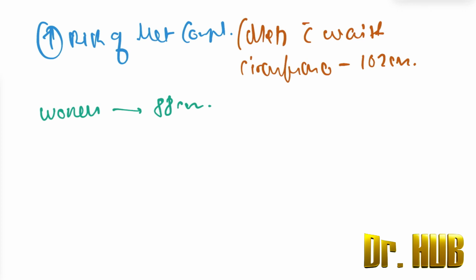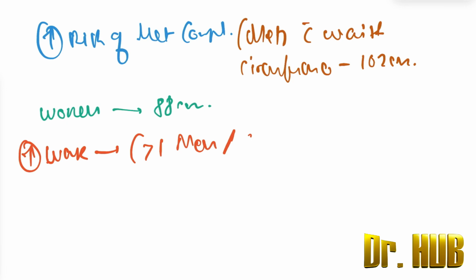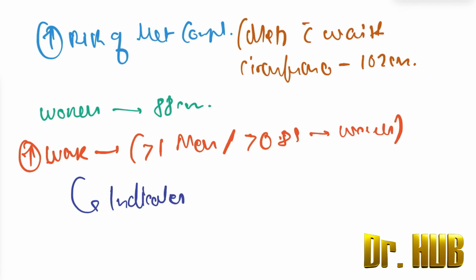A high WHR is basically greater than 1 in men and greater than 0.85 in women. All this indicates an abdominal fat accumulation.